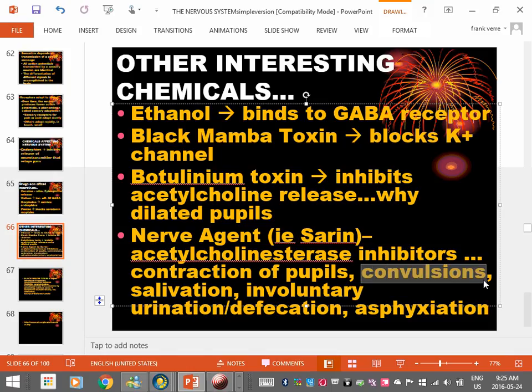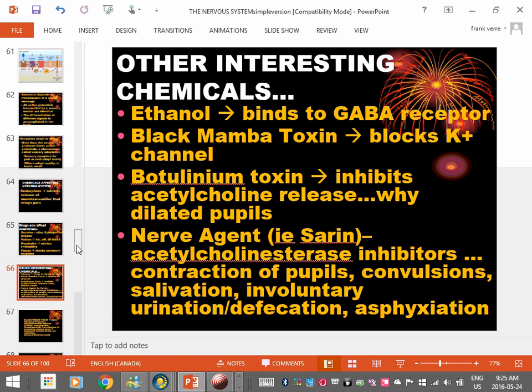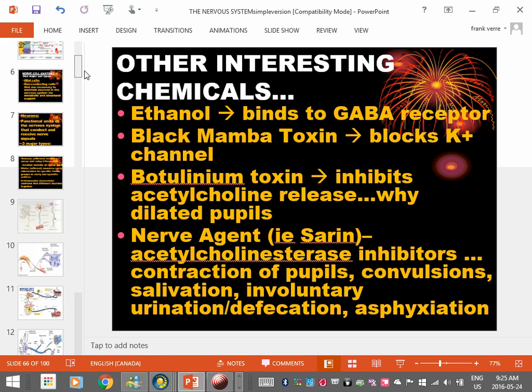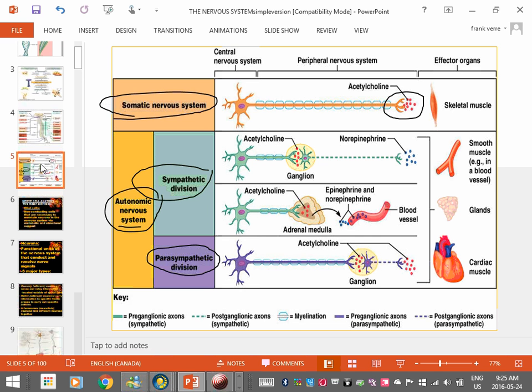Why does it affect your muscles? Because that's what convulsions are. You have these muscle contractions that you can't control. What's the stimulus for muscles? What's the chemical that stimulates skeletal muscles? So if you take a look, we get to the somatic nervous system. What's the chemical that stimulates skeletal muscles? It's acetylcholine. So acetylcholine is part of the somatic system.